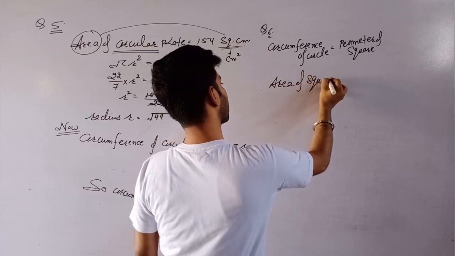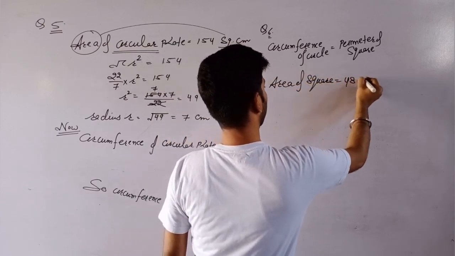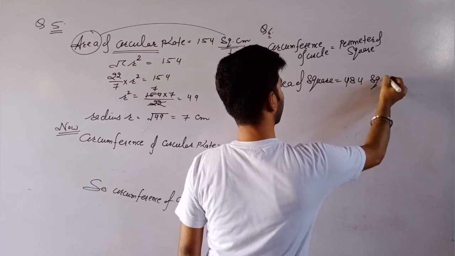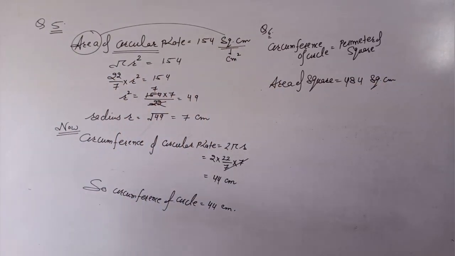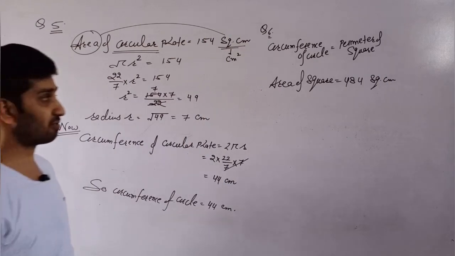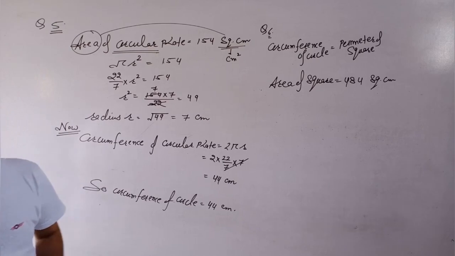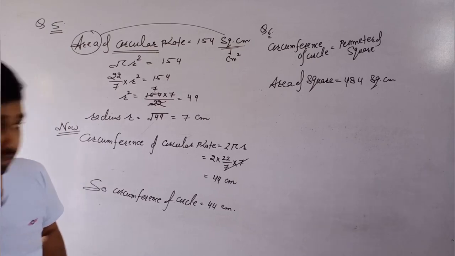area of square is 484 square centimeter. Area of square is 484 square centimeter. Then find area of circle.